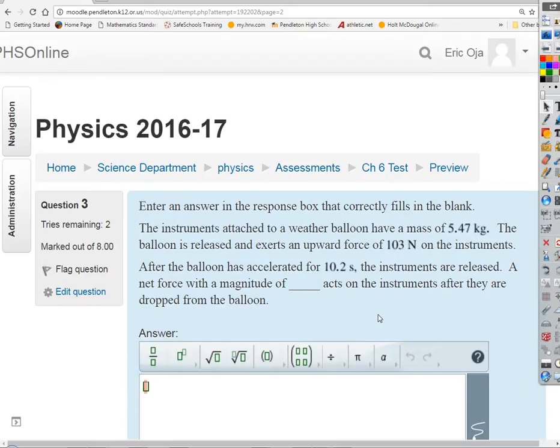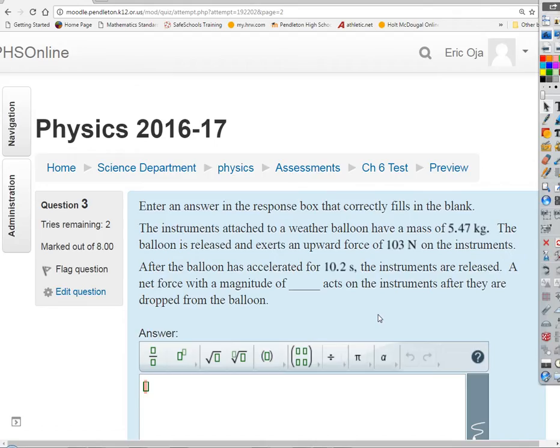Okay, how about this? The instruments attached to a weather balloon have a mass of 5.47 kilograms. The balloon is released and exerts an upward force of 103 newtons on the instruments. After the balloon has accelerated for 10.2 seconds, the instruments are released. A net force with a magnitude of blank acts on the instruments after they are dropped from the balloon. Okay, so talk to me about this. What's going on here? Haley, what's happening?